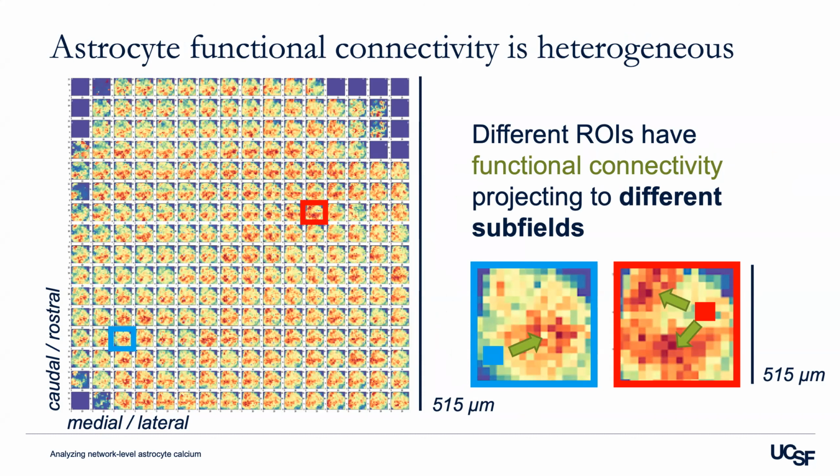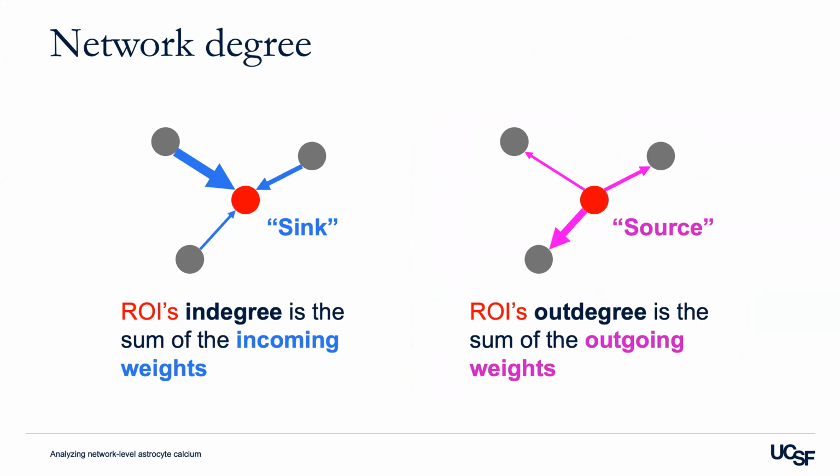So there is spatial heterogeneity in the patterns of functional connectivity between astrocytes. And if we apply some graph theoretic measures to this by measuring network degree for individual ROIs, we can identify sinks, which have large numbers of incoming weights, and sources, which have large numbers of outgoing weights in the network.